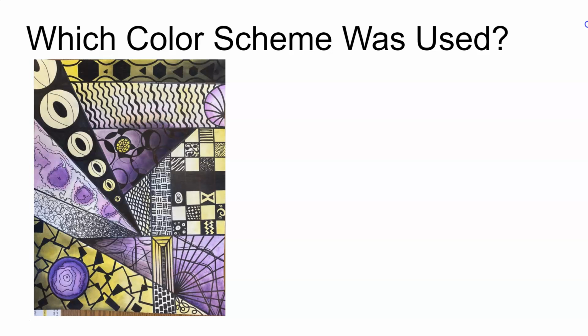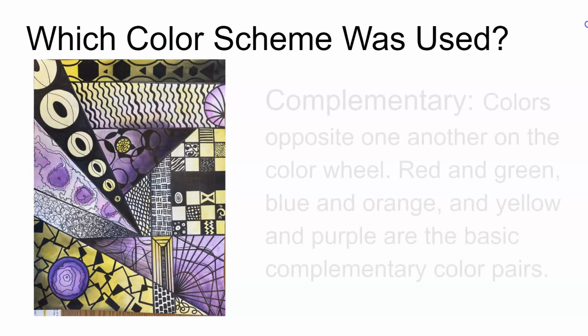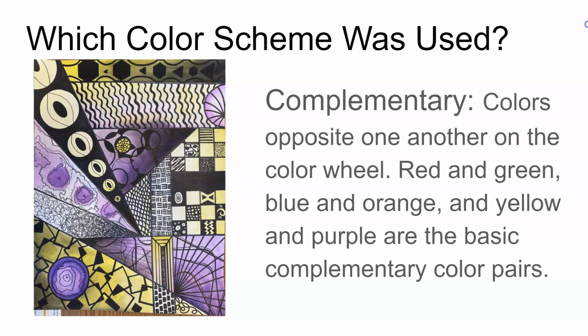So here we see yellow and violet in this design. Which color scheme is yellow and violet? If you were thinking that it is complementary, you are correct. They are opposites on the color wheel. The other two main sets are red and green and blue and orange.